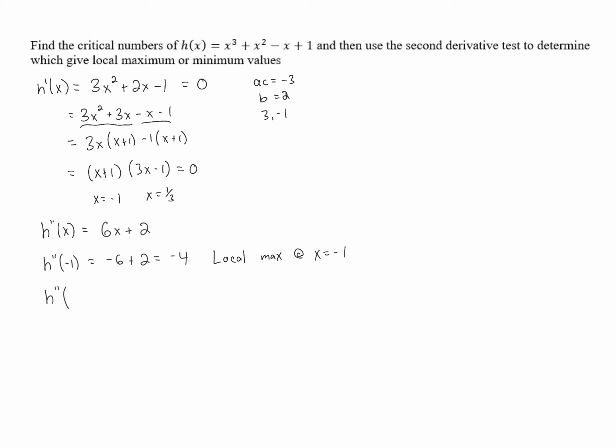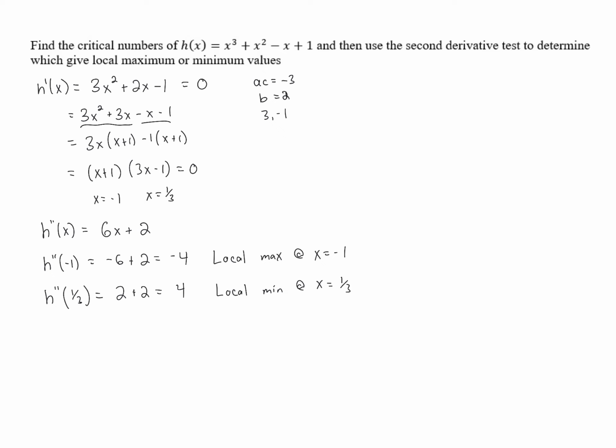And then we need to look at 1/3 for our other critical number. 6 times 1/3 is 2, and 2 plus 2 is +4. That is going to be a smile shape, which is concave up, and that's going to give us a local minimum at x equals 1/3.